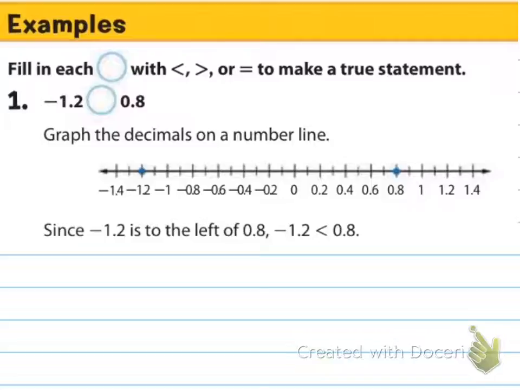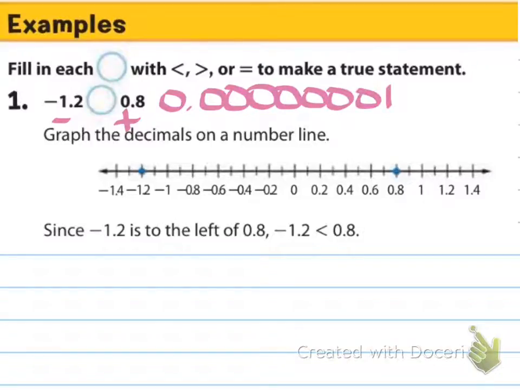Remember what we talked about with the positives and negatives. Basically, if there's a negative and a positive, then the negative is the smaller number. End of story. It doesn't matter what numbers those are. This could be 0.000000001, and if this is positive and this is negative, the negative is always going to be smaller. So that's pretty easy. Just pay attention to the sign. If the sign is negative and positive, boom, the negative is smaller.